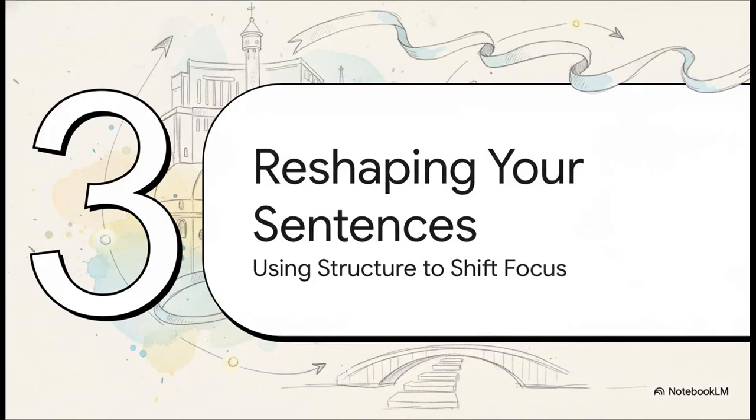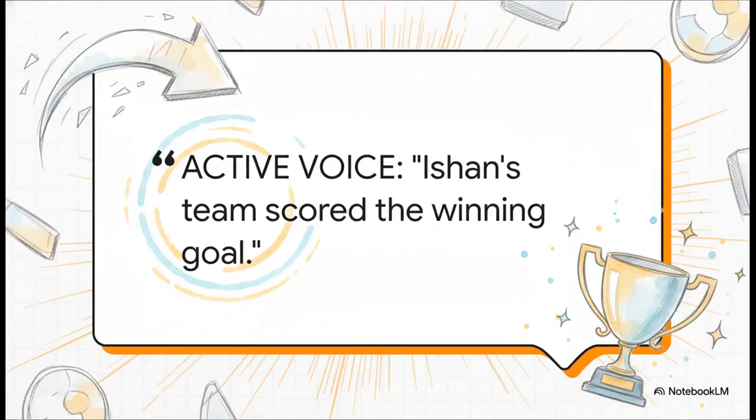Okay, for our last section, we're going to zoom out from single words and look at the whole shebang, sentence structure. This is where you can really start to play with the language like an artist. Just by changing the shape of your sentence, you gain this incredible power to control exactly what your audience focuses on. First, we have the active voice. This is your default. It's direct, it's clear, it's powerful.